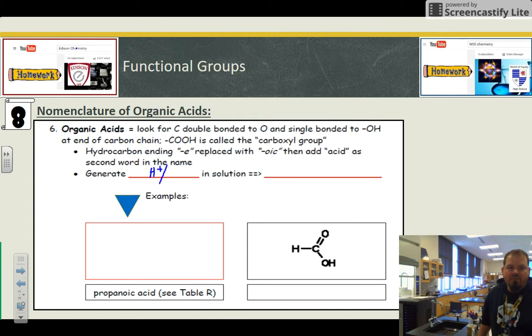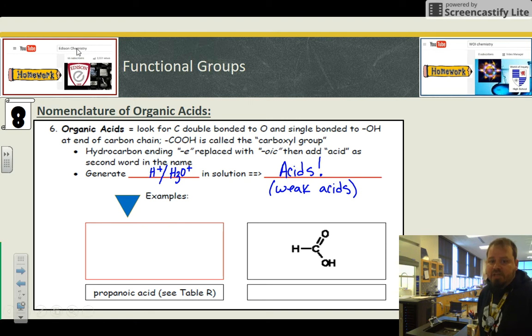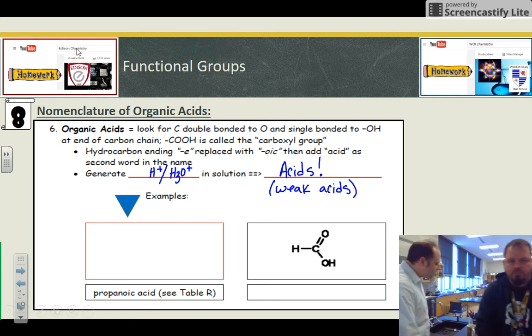Wait a minute, they're acids. What do they produce? H plus or H3O plus, which is hydronium, in solutions. They are acids, but these are the organic acids. These were the weird ones, the exception to the rule. Remember, they didn't start with the H like everybody else. They're typically weak acids.